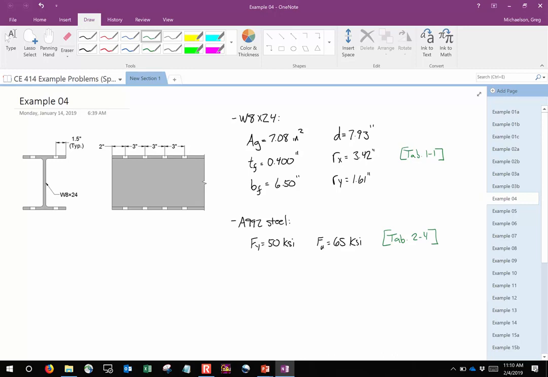Everybody see that? Those tabs are starting to sound pretty valuable, aren't they? If you have not yet started to tab your manual in these specific sections, I would do so. This table, Table 2-4, you're going to be turning to this table for the rest of the semester. This is probably one of the most referenced resources that we use in steel design, period.